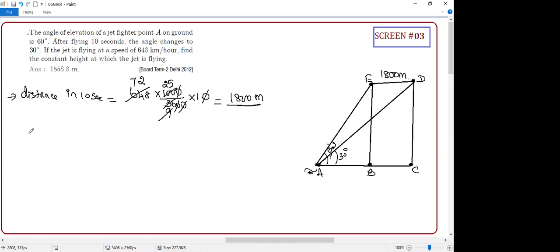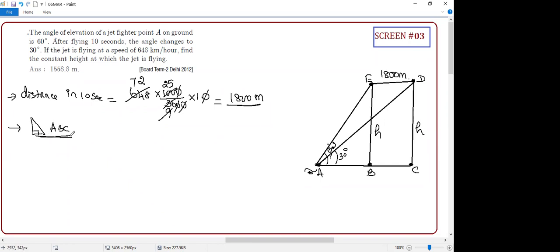Guys, now coming to these things. What is the question, student? Find the constant height. So they are asking H, the constant height. You can take this triangle, and you can take the whole triangle. I'll take the small triangle first. And the 45 degree, so you are taking everything A, B, C.